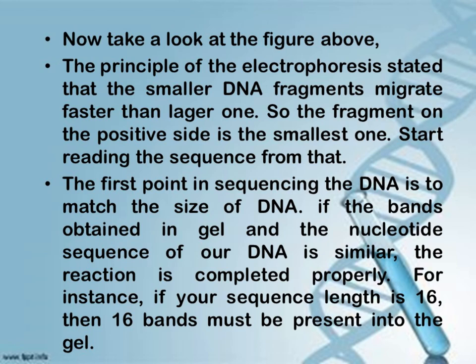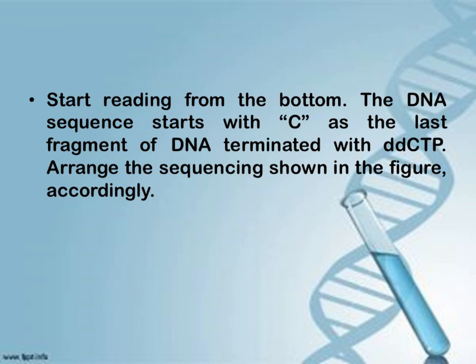The first point in sequencing the DNA is to match the size of the DNA. If the bands obtained in the gel and the nucleotide sequence of our DNA are similar, the reaction is completed properly. For instance, if your sequence length is 16, then 16 bands must be present in the gel. And then start reading from the bottom. The DNA sequence starts with C as the last fragment of DNA terminated with ddCTP. Arrange the sequence shown in the figure accordingly. You see, in this way you can completely interpret the sequence in Sanger sequencing.